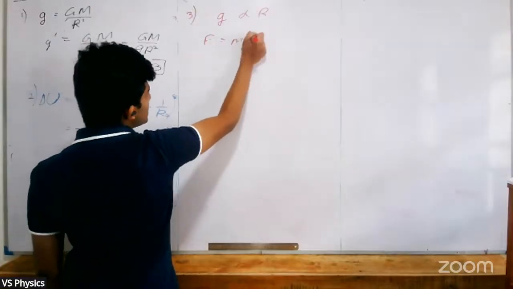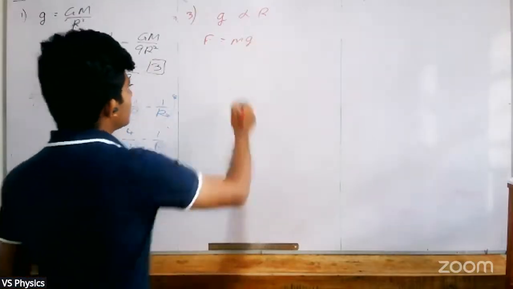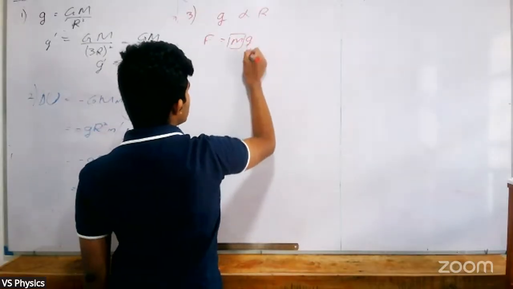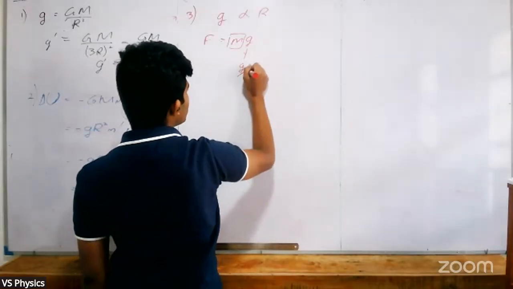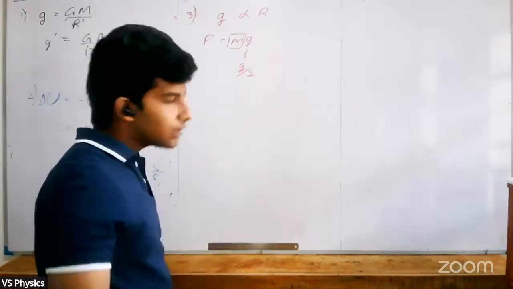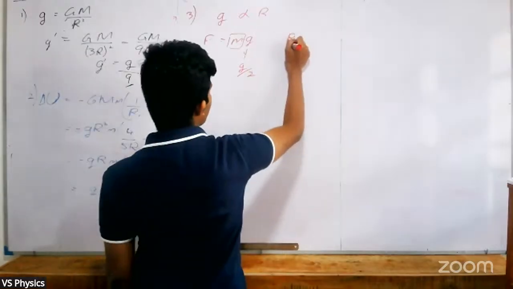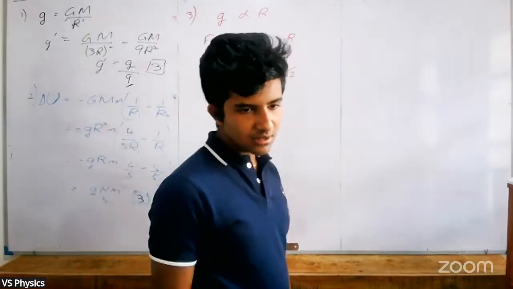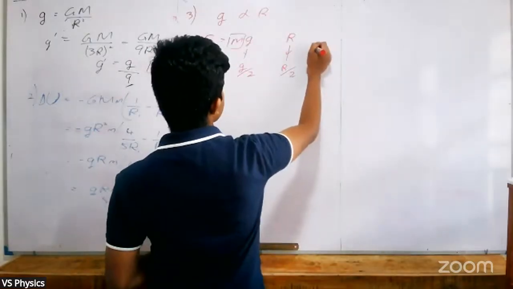Mass is not changing. g is going from g to g over 2. To go to g over 2, the radius should go from R to R over 2, isn't it? Then what is our answer? R over 2. Second answer.